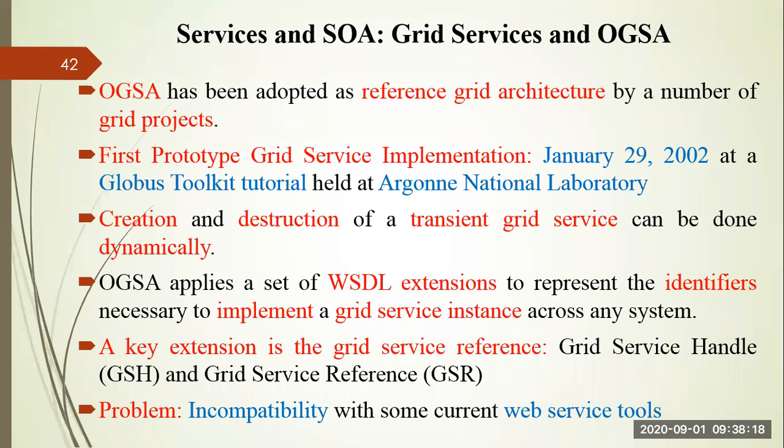Similarly, OGSA is also a reference grid architecture for a number of grid projects. Like I told you, Globus Toolkit, right? GT, that is Globus Toolkit. The first prototype of grid service implementation, the grid computing implementation, was discussed on January 29, 2002 at a Globus Toolkit tutorial. So there was a Globus Toolkit tutorial in a conference. There are tutorials there.